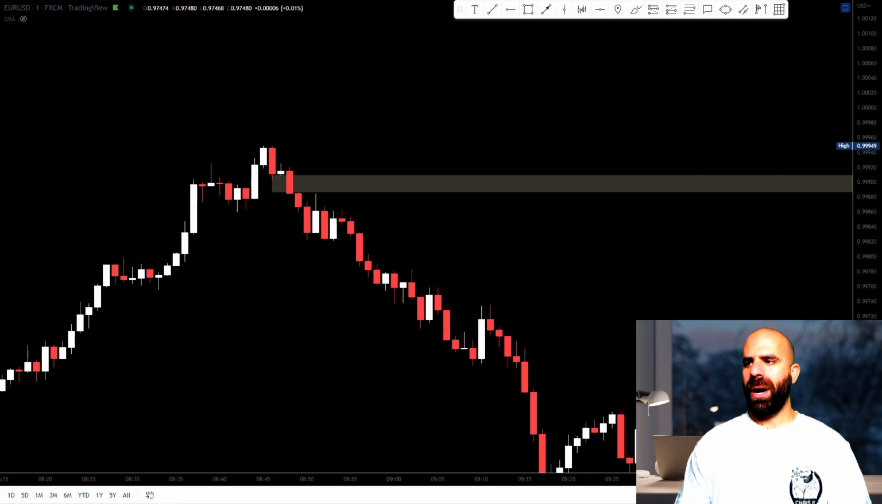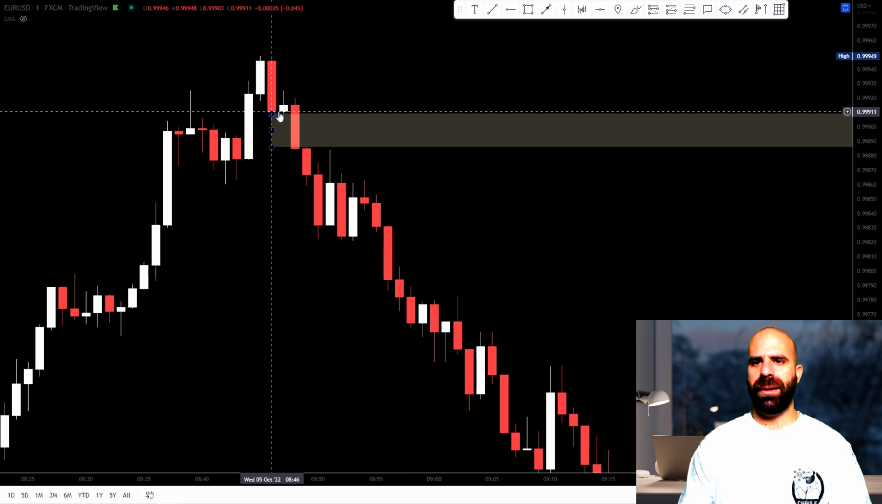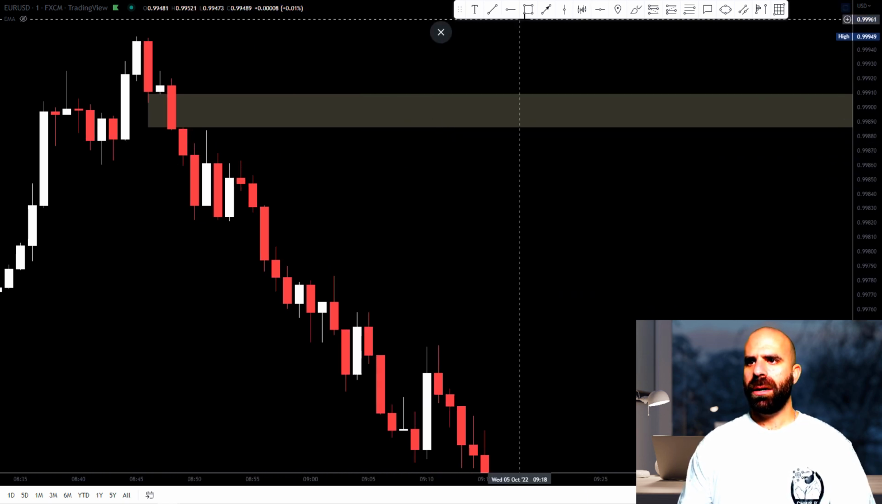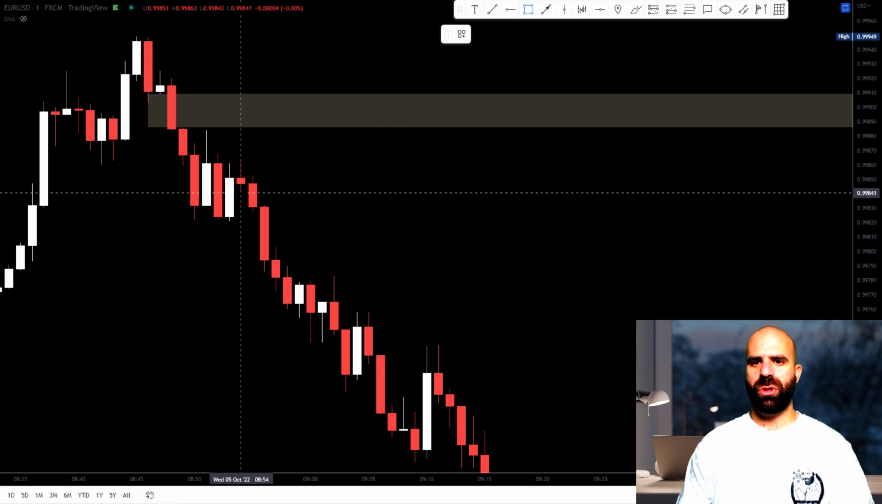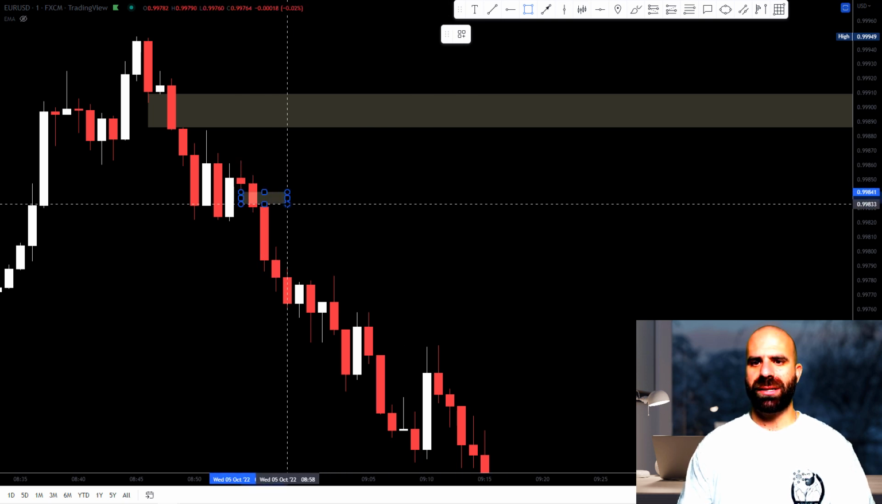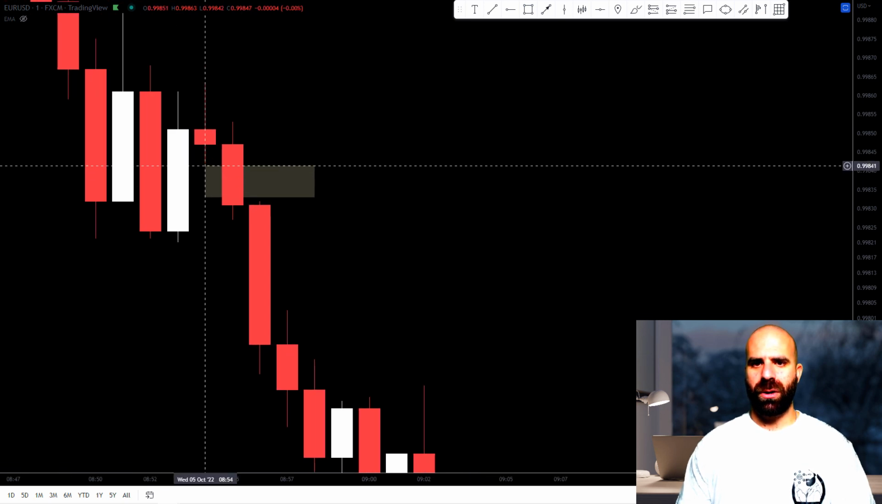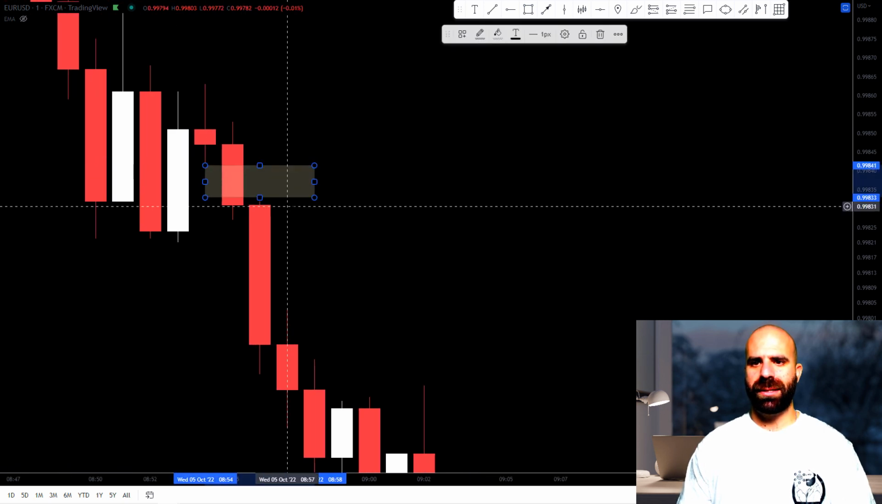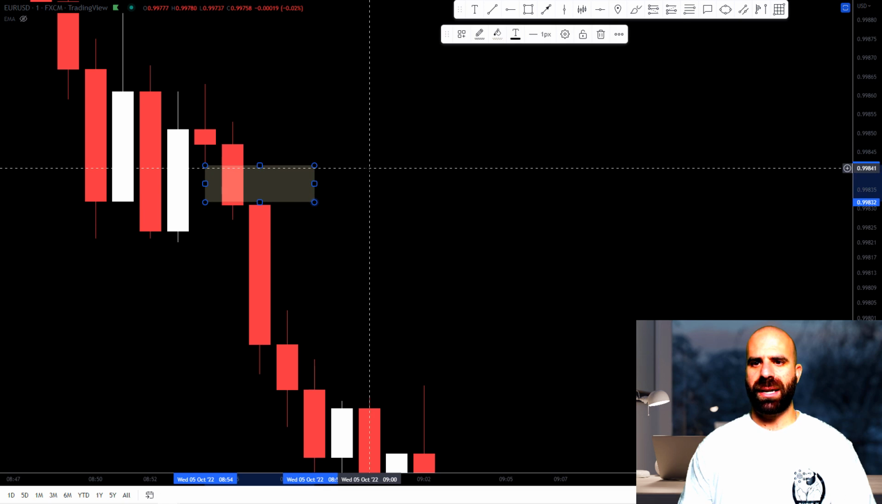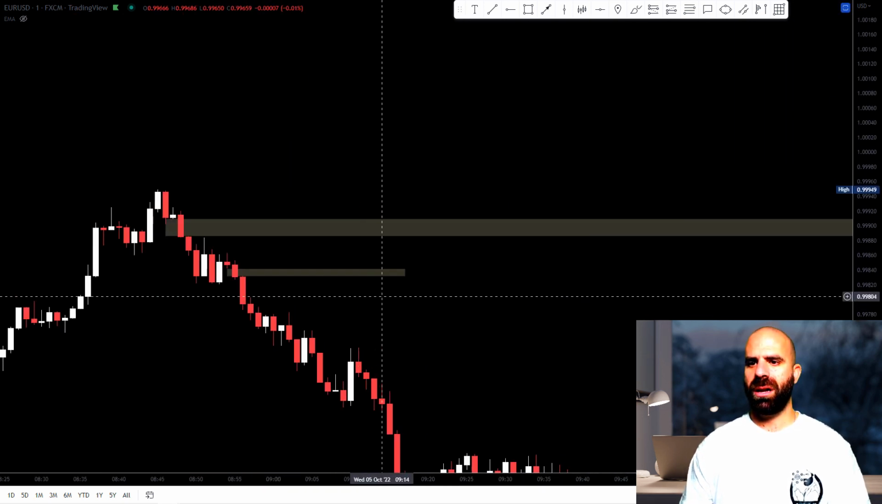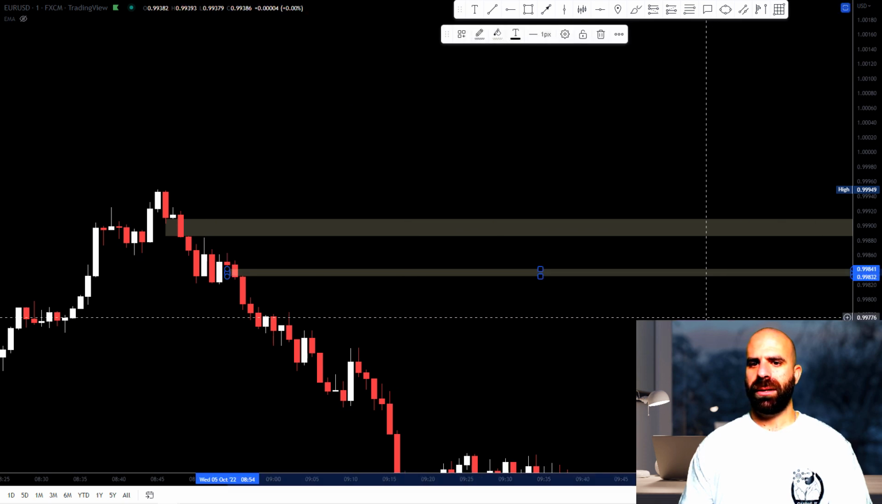So we have one imbalance created right here on the 1-minute time frame. And then do we have other imbalances? Yes, we do. We have one created just right here. Let me zoom in so you can check it out, between the wick of this candlestick and the wick of this candlestick. And they would go ahead and extend this towards the right.